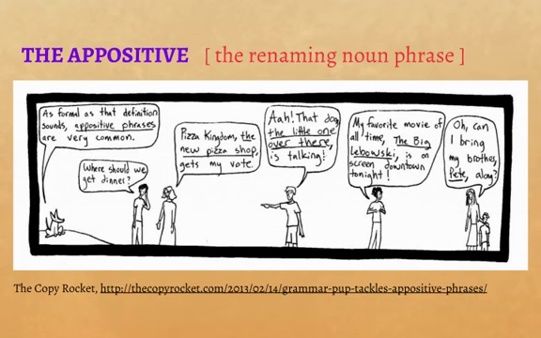The appositive renames. It can replace. Here's a lovely little cartoon from the Copy Rocket that uses appositive phrases, which sound very formal, all over the place. The new pizza shop. That dog, the little one over there. My favorite movie of all time. Which one? The Big Lebowski. Can I bring my brother? Which one? Pete along. You see all these appositives underlined.